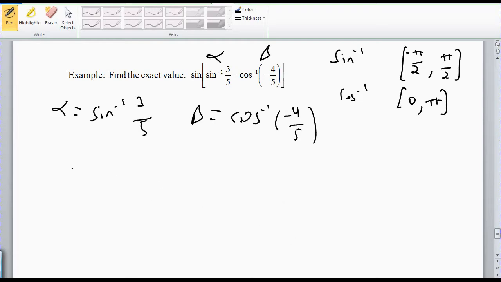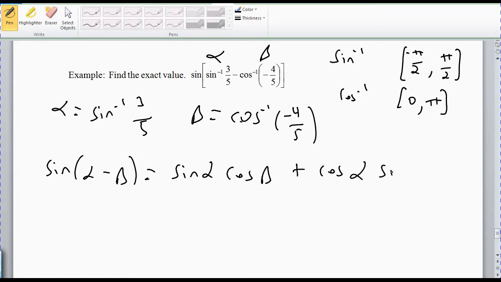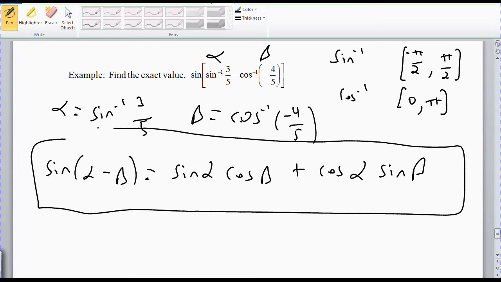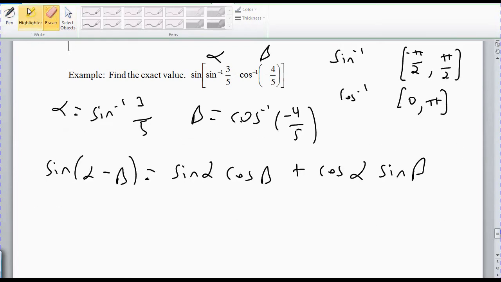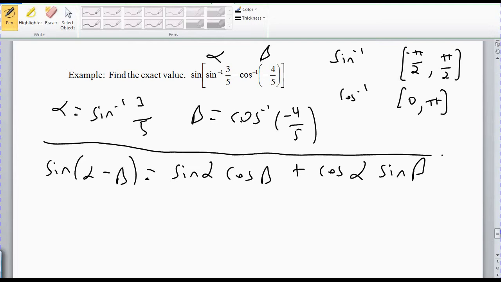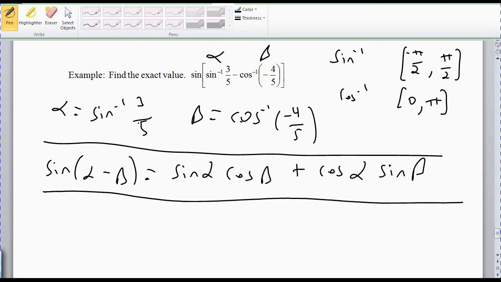And what that means is that I now can use sine of alpha minus beta, which is sine alpha cosine beta plus cosine alpha sine beta. But the problem is I need to find sine alpha and cosine beta and cosine alpha and sine beta. Well, I'm going to use this information to do that. So let's use this.